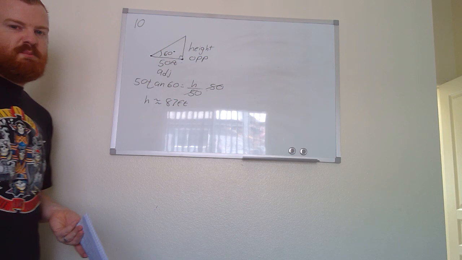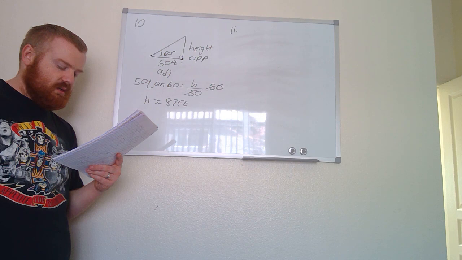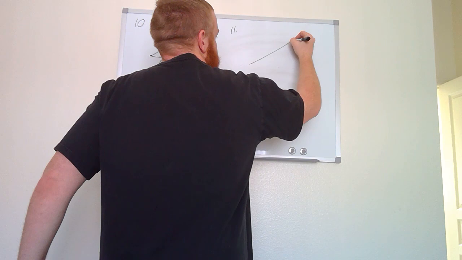Okay, for number 11, they tell us that we have a kite at an altitude of 14 meters above the ground. The angle of elevation is 32 degrees. What is the length of the kite string? So once again, start by drawing your picture and then label the values.